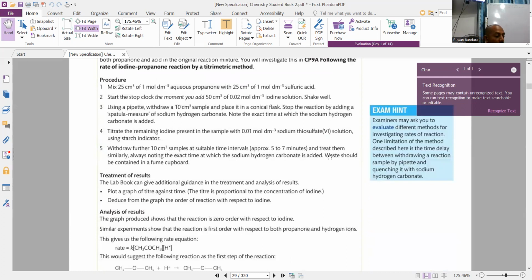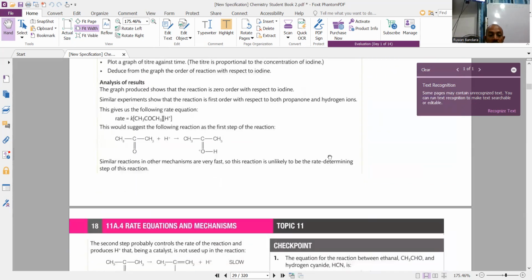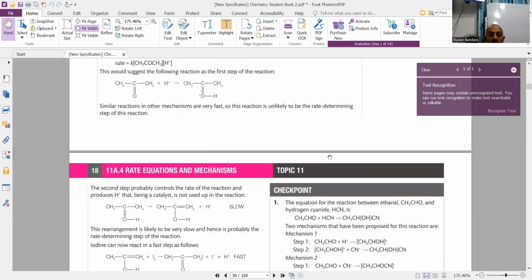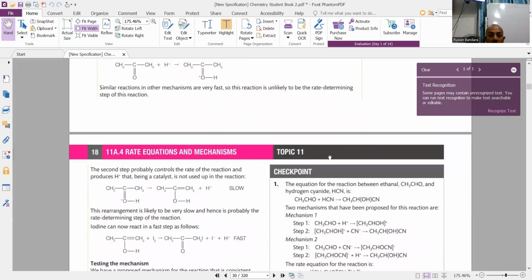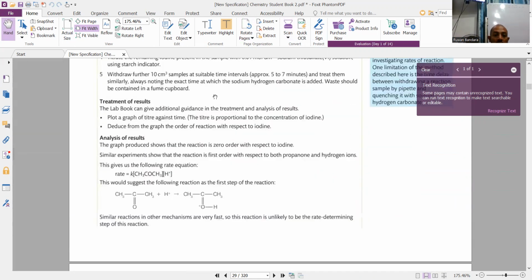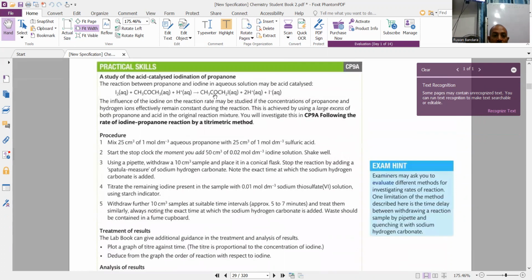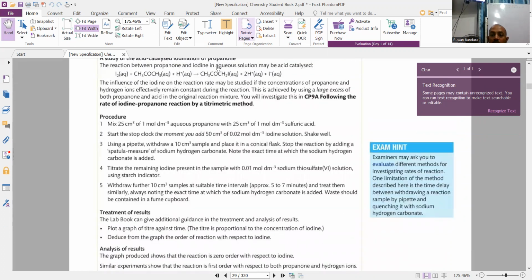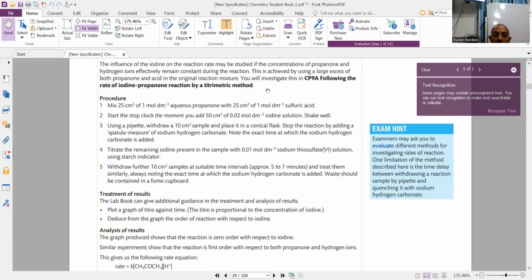So this is the suggested mechanism. Let's draw the suggested mechanism. Sometimes you may be asked to draw this. We'll start like this. Our tertiary halogenoalkanes we finished. Now the topic is the propanone and iodine reaction.